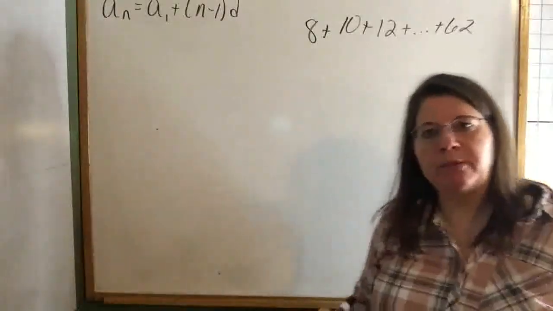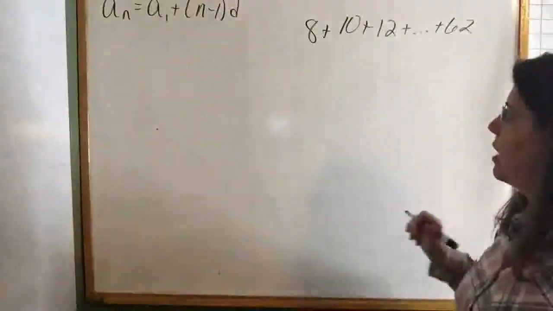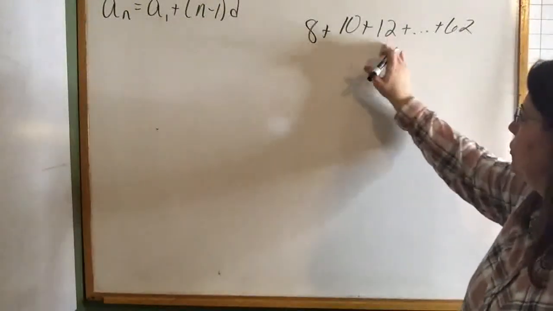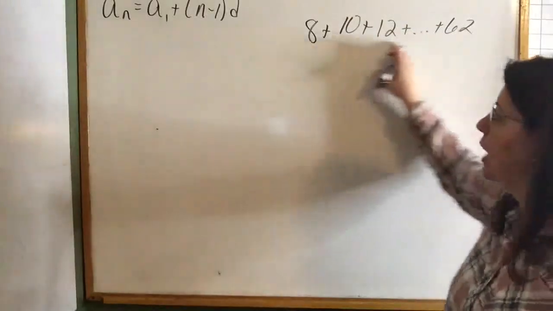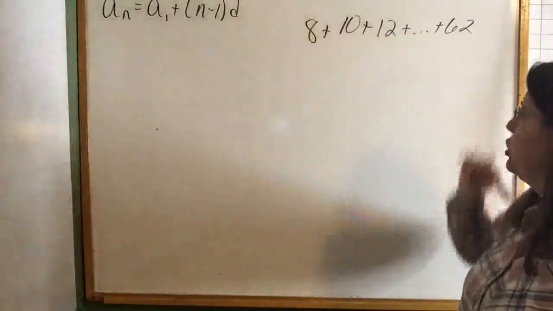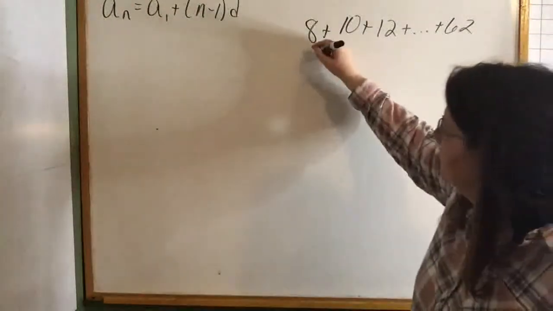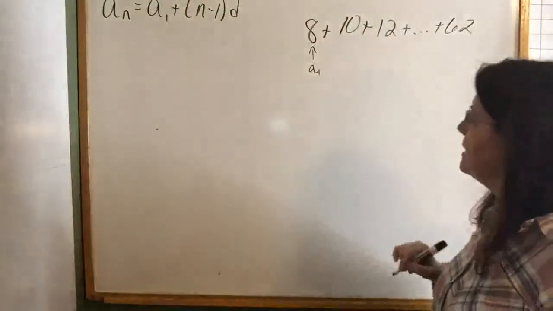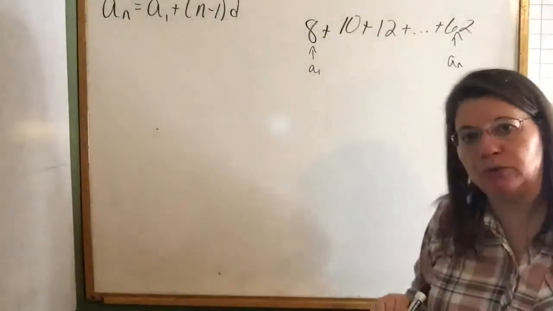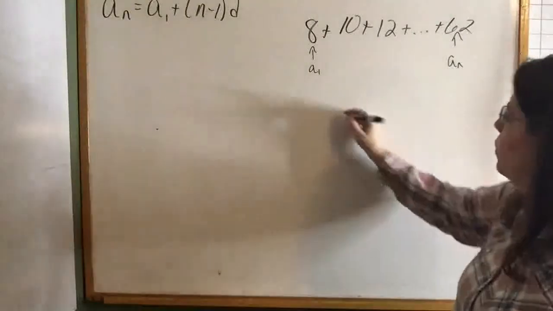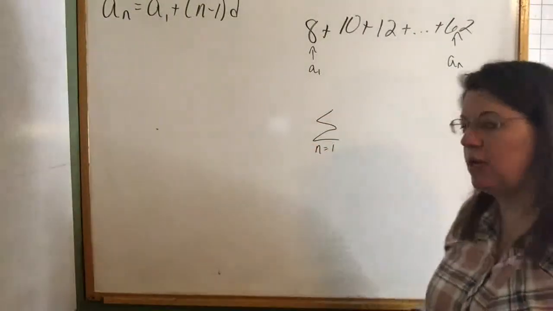Here's my second problem. I want to write this series as a sigma notation problem. I start with 8 plus 10 plus 12 ... plus 62. So I'm adding all of the terms from 8 to 62 of this series. Well, we know from what they gave us, a sub 1 is 8. We also know that a sub n from what they gave us is 62. So we know for our sigma, this always starts with n equals 1.